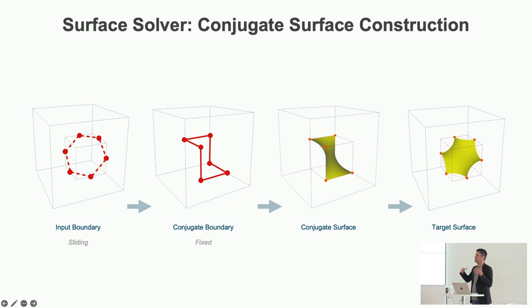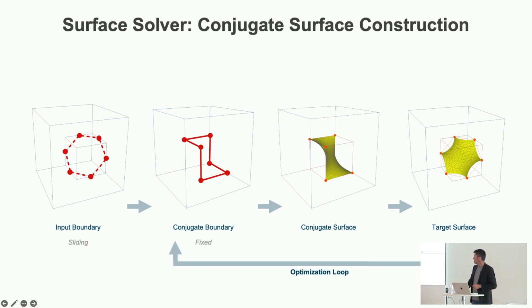So this is well known in the math literature. But the problem was so far it was really not usable for design. Because the problem is you need to define this conjugate boundary, and you only see the result after you have solved the surface and got this target surface. So if you try to do this by hand, it's very difficult to come up with the conjugate boundary. What is really the boundary you need to get the desired target surface? So doing it by hand is basically impossible.